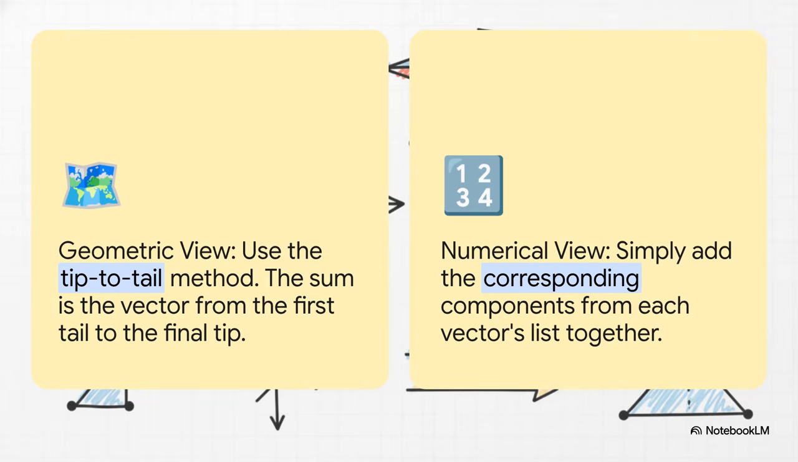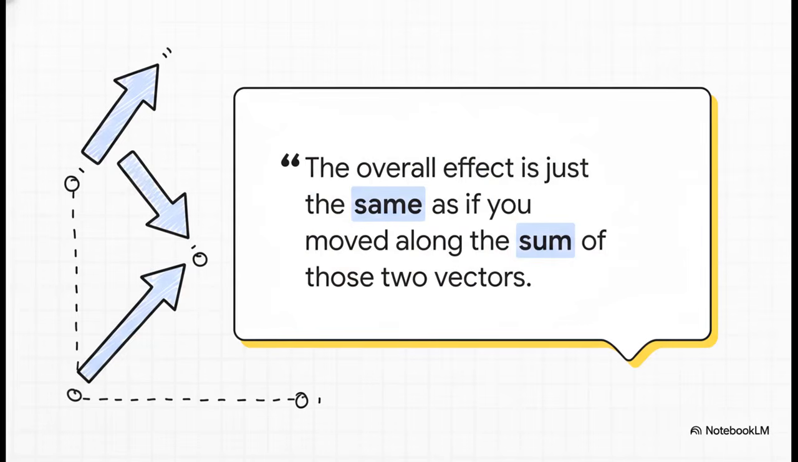And numerically, it's even easier. You just add the matching numbers from each list. First number plus first number, second number plus second number, and so on. Simple. There's a really great way to think about this. You can imagine each vector as a certain movement, like taking a step. So if you take one step along the path of the first vector, and then you take a second step along the path of the second vector, where you end up is the exact same place you would have gotten to if you had just taken one single step along their sum.